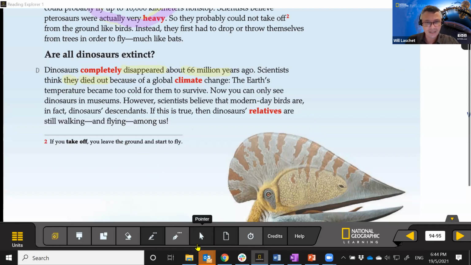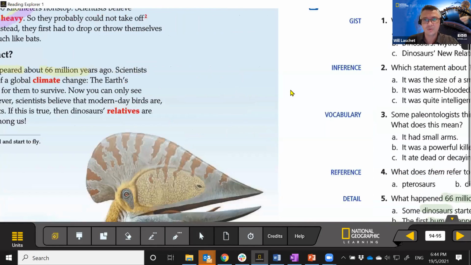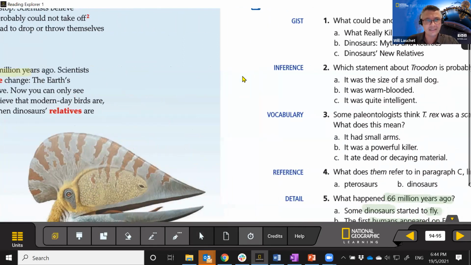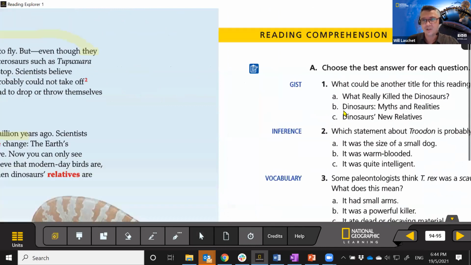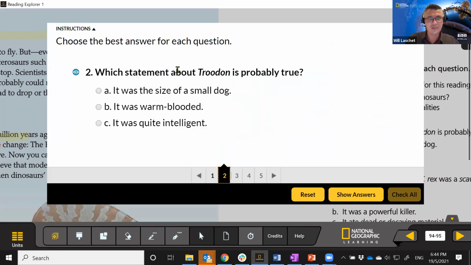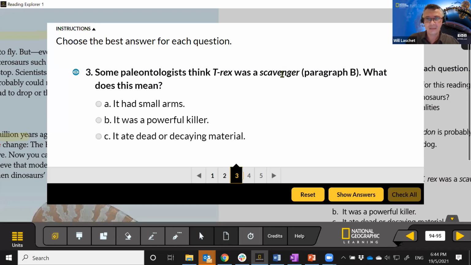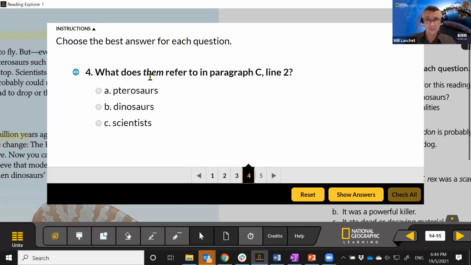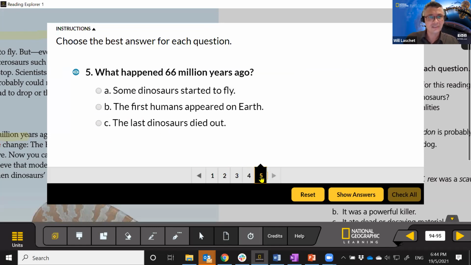Now let's go back over here and check our answers to make sure you've got them right. Let's open up the activity. This is a feature of the classroom presentation tool. We can open up the activity and do it. So we said myths and realities. Question 2, this was our inference question, and we said intelligent. Question 3, our vocabulary question, we said dead and decaying material. Question 4, the reference question, them, we said it means pterosaurs. And question 5, 66 million years ago, we said died out.